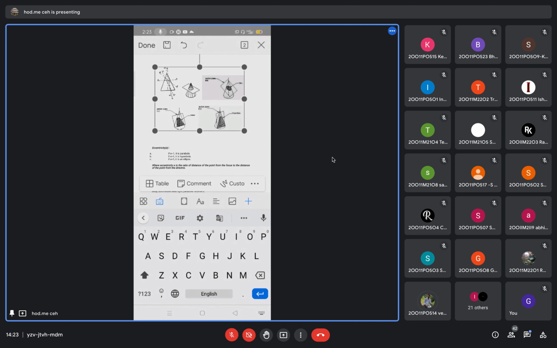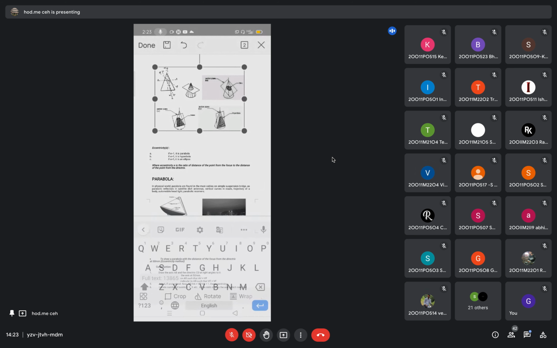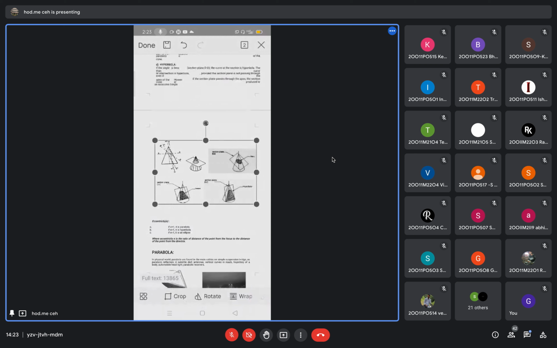Yes, sir. Write down this point, it is very important. A plane curve is the locus of a moving point with reference to a fixed point, which is known as the focus point, and a fixed straight line, which is the directrix.